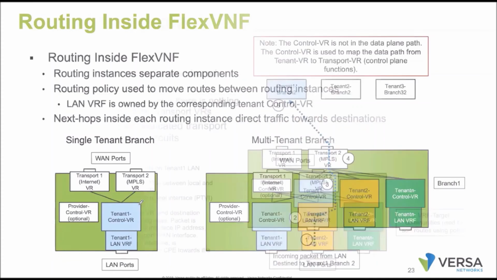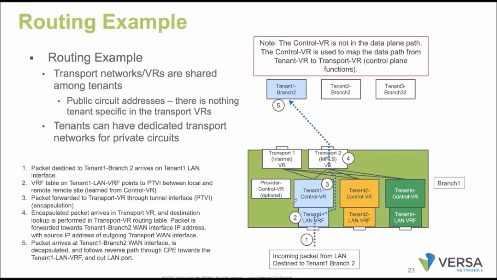Right. So if I look at one of the examples here, what is the routing information? Here is my branch 1, and this is my branch 2. So now what is going to happen? From branch 1 to branch 2, the control VR will try to establish the tunnels. After the tunnels are up and working fine, the LAN VRs will try to use the tunnels in order to forward the traffic.